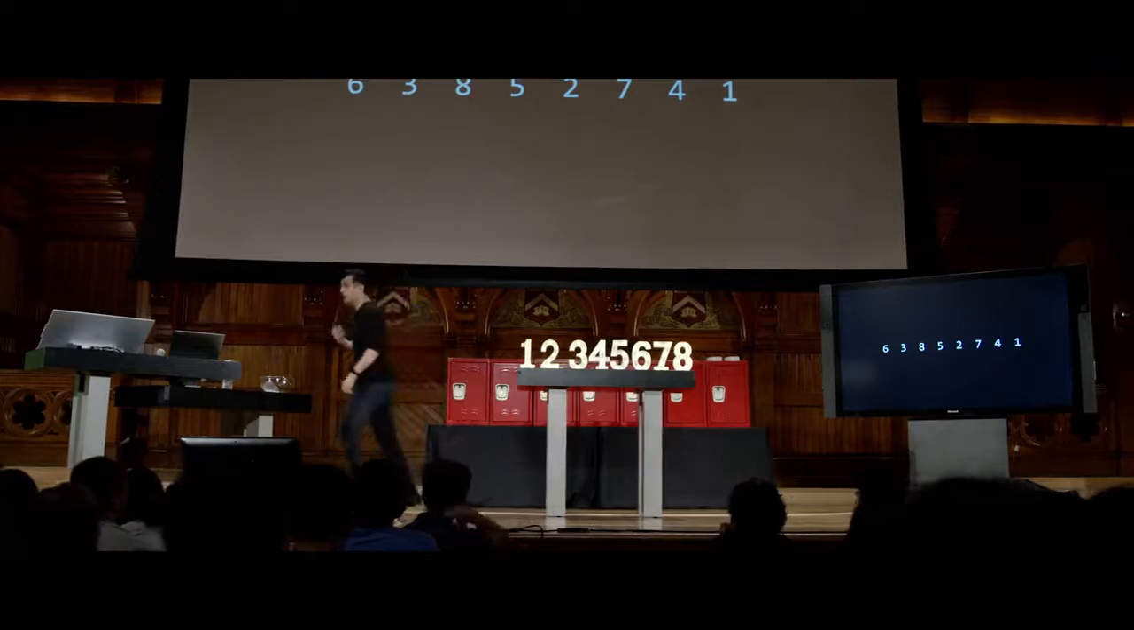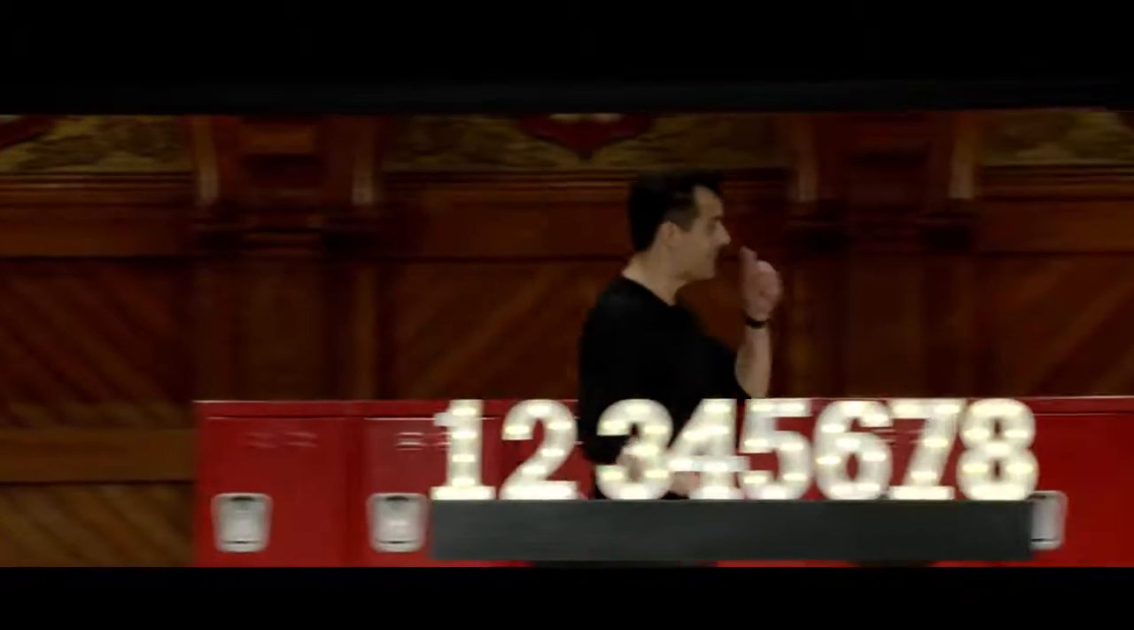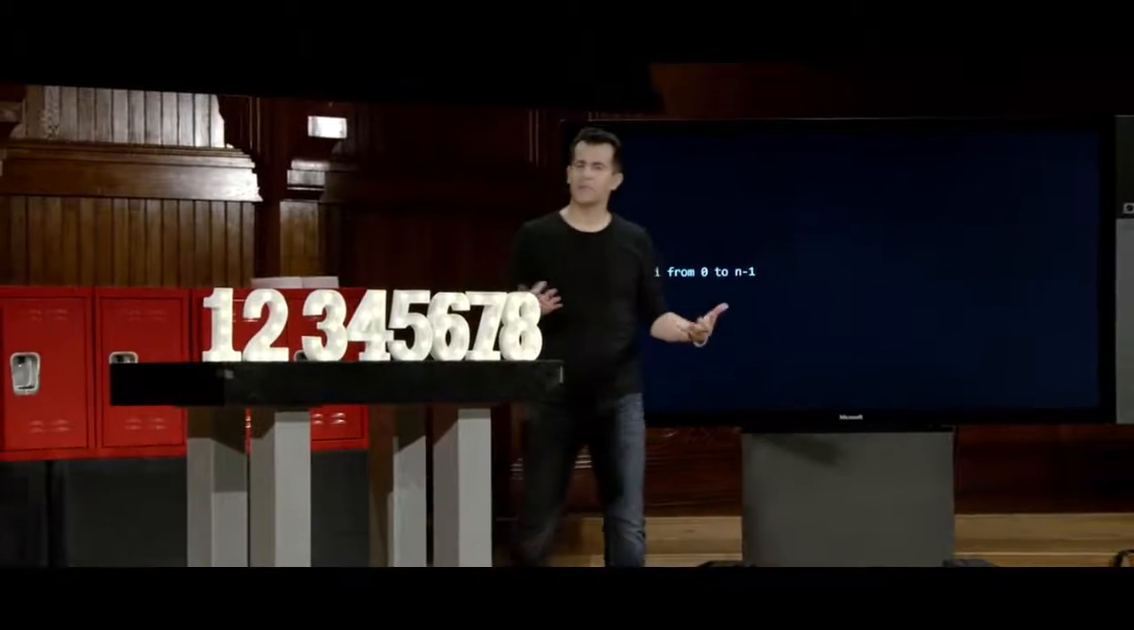And that is what we shall call selection sort, where on each iteration, you select the next smallest element. So in pseudocode, we might say this. For i from 0 to n minus 1. And again, just adopt this habit now.